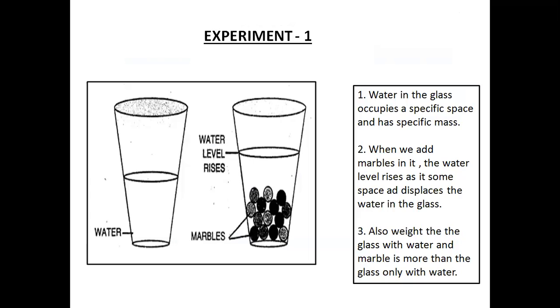Here is an example, students, which again proves that matter has mass. So let me explain, students. Over here what I have done is I have taken two glasses. In one of the glasses I have poured some water, and in another glass I have poured some marbles. At the initial level, the level of water in both the glasses was the same.